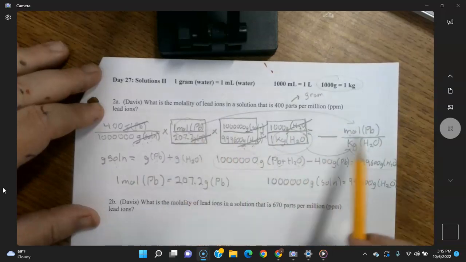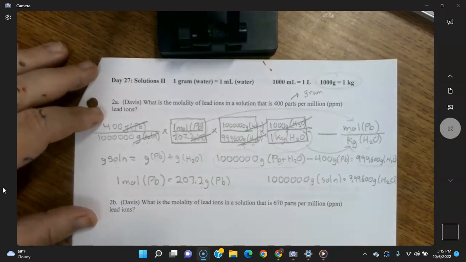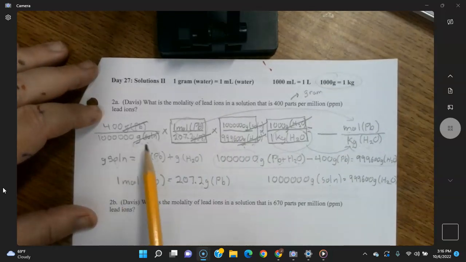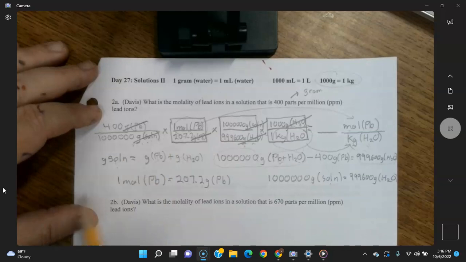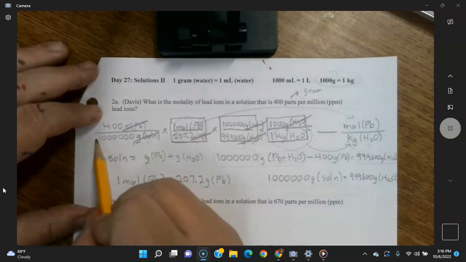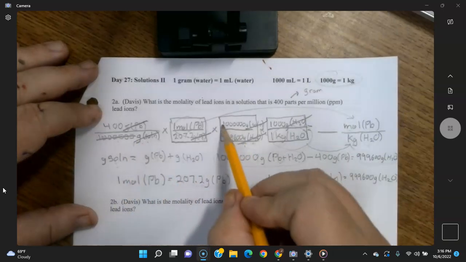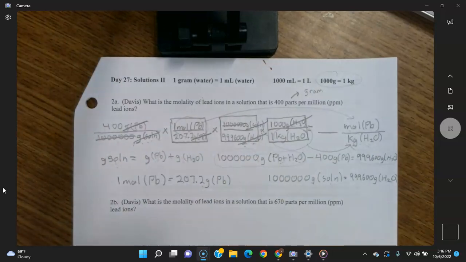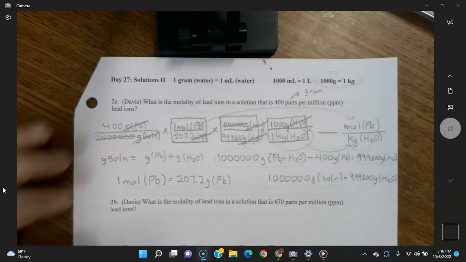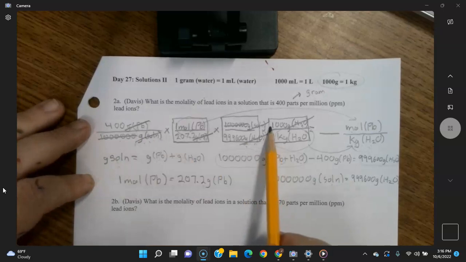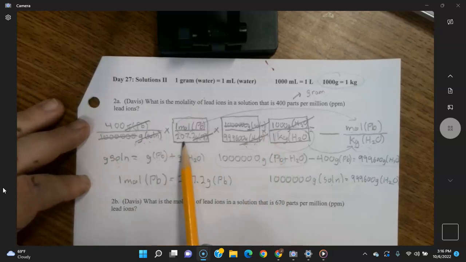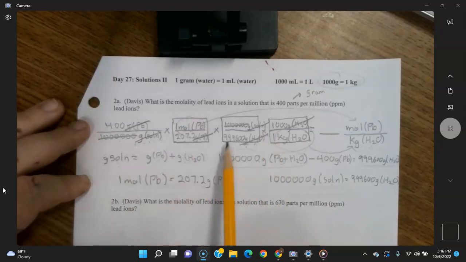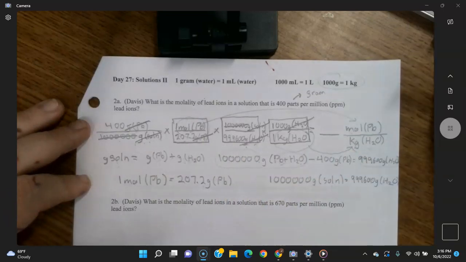We already had the moles of PB on the top. Now there's one more thing you can do, you may have noticed. You've got 1,000,000 on the bottom here and 1,000,000 on the top here. So we're going to cancel those. We haven't done that before, canceling numbers like that, but it's so obvious and you don't want to have to deal with a number like 1,000,000 twice, so get rid of it. So it's going to be 400 times 1,000 divided by 207.2 divided by 999,600, and that will give us our final answer.